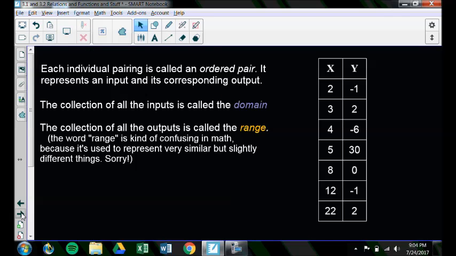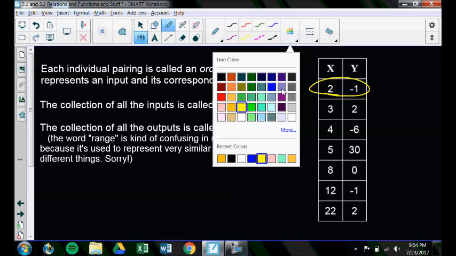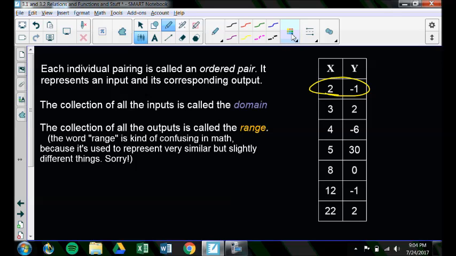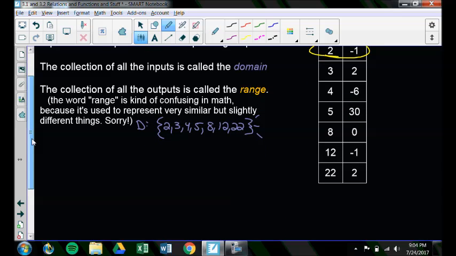Each individual pairing is called an ordered pair. We've discussed that already, but this is an ordered pair sending the input to the output. The collection of all the inputs is called the domain. So right now, if I wanted to list out the domain, I would say it's 2, 3, 4, 5, 8, 12, 22. And then you put these in these set brackets. I call these wing brackets because it looks like a bird from above, like there's a cute little beak and two wings. But this is our domain: 2, 3, 4, 5, 8, 12, 22. I can't say 2 through 22 because there's no 6, and there's no 9, and there's no 21. So I have to list out all the specific things. They're discrete numbers, not continuous, just discrete.